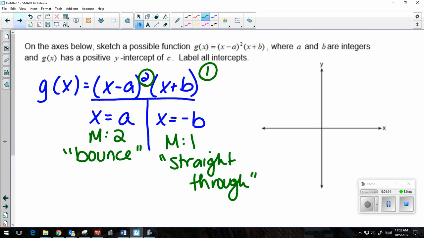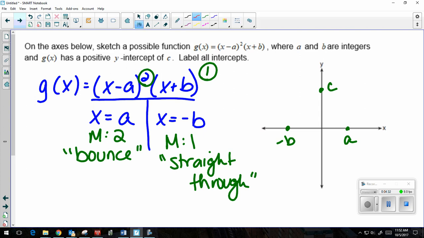So I'm going to plot my zeros. They're x-intercepts. So I have a, negative b. Once again, it doesn't matter as long as you're plotting them and labeling them. And a positive y-intercept of c.